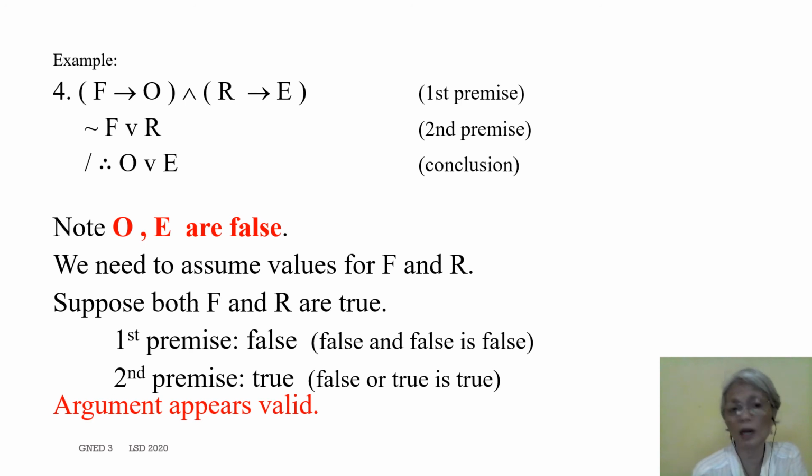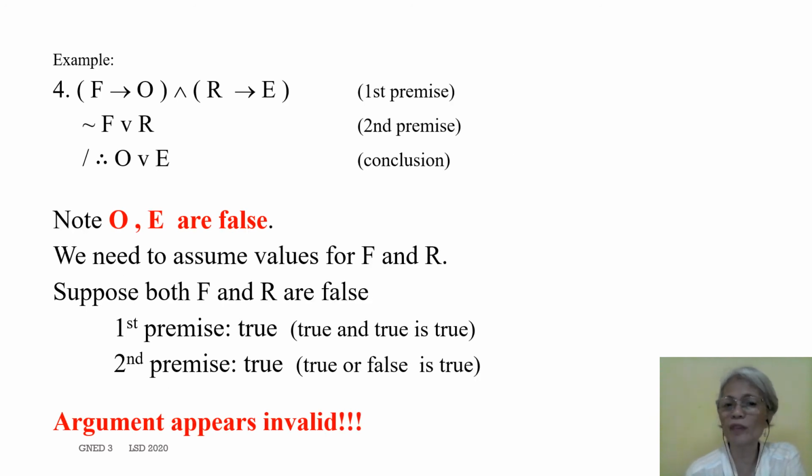And because of that, the argument appears to be valid, even though we do not yet know the truth value of the second premise. But again, for the sake of discussion, let us determine it with F and R true. Therefore, not F is false, but R is true. Therefore, this is true. But then again, we have found a premise which is false when F and R are true and O and E are false. That is the second premise. That makes our argument appear to be valid.